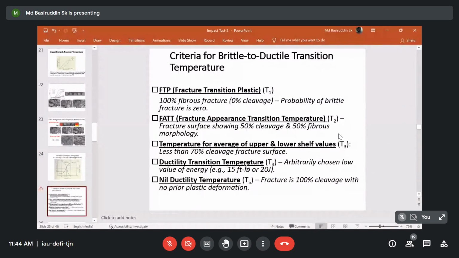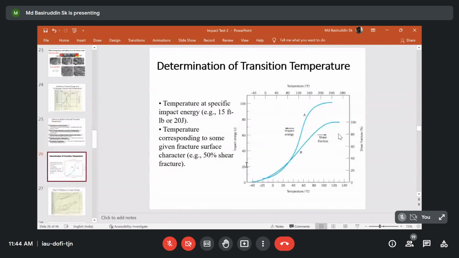Therefore, following this particular fashion, you can also think of the 57 joule ITT. You can evaluate the impact transition temperature considering the 60 joule, 40 joule, 27 joule. So as per their requirement, we can also evaluate the impact transition temperature, that means ITT, considering the energy requirement.